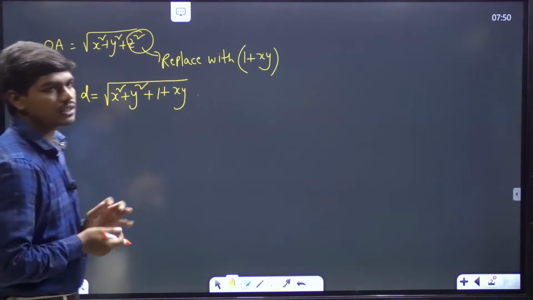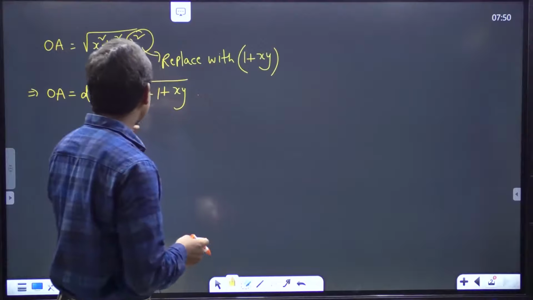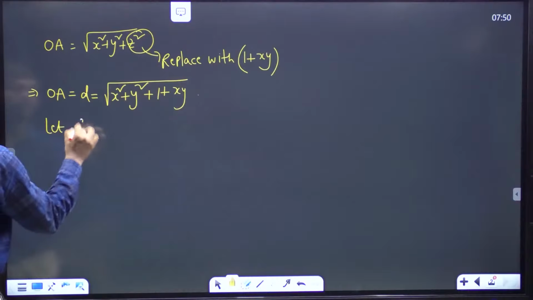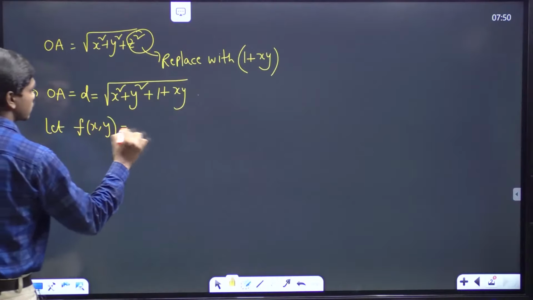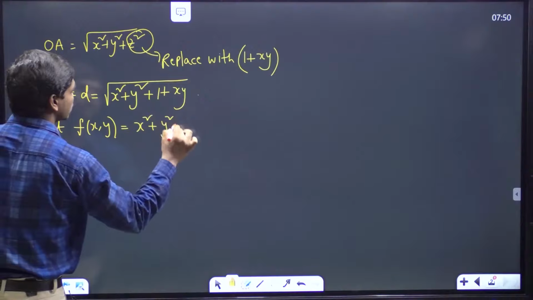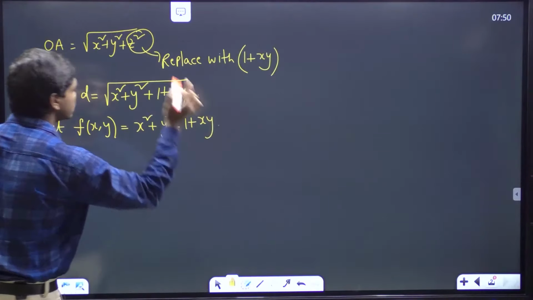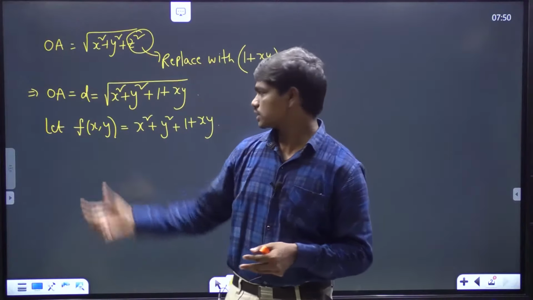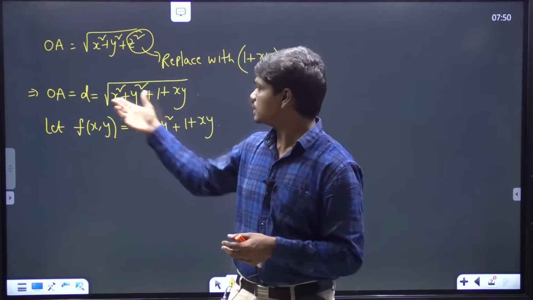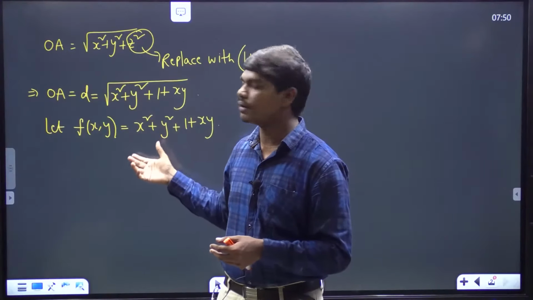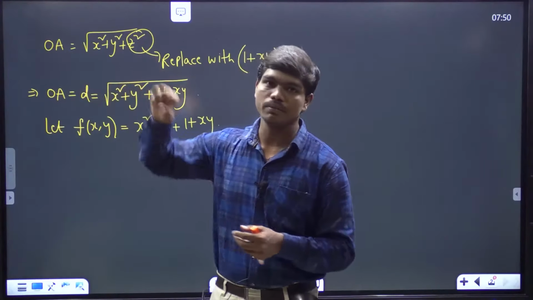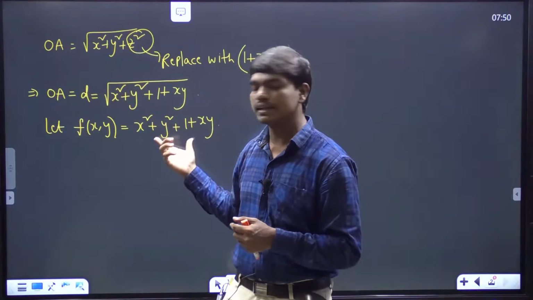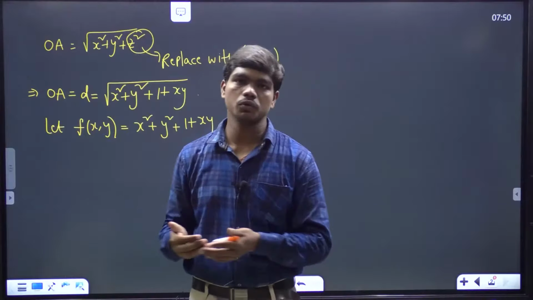Correct? So this is the function for which you need to find minimum now, because this d is nothing but this value, and let f of x comma y is equal to x square plus y square plus 1 plus xy. So this is the case now. So this is the function for which you need to find the minimum value, because if you find the minimum of this, it means this particular set of x and y where you are getting minimum is the point where this d is minimum, correct? So your main intention is to find the minimum value of this function, and this is a two-variable function. Now let us see how to evaluate the procedure.